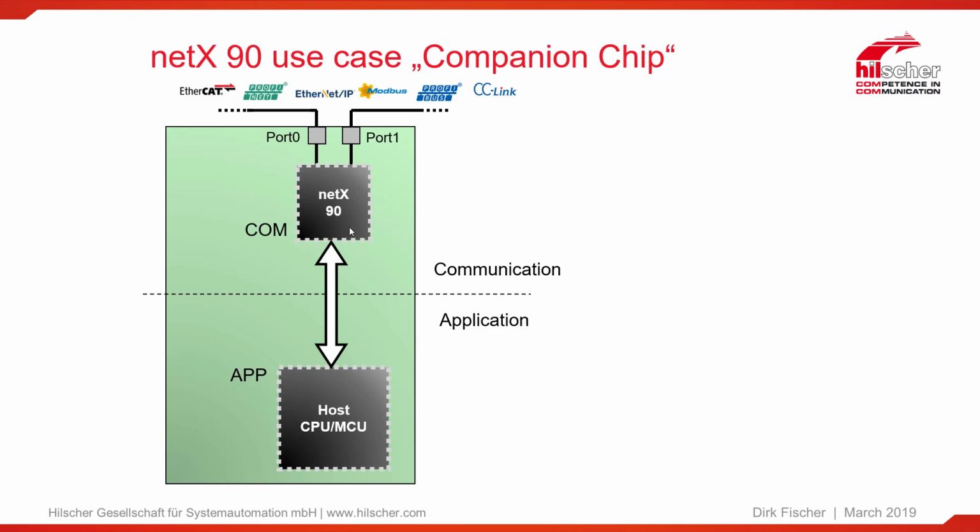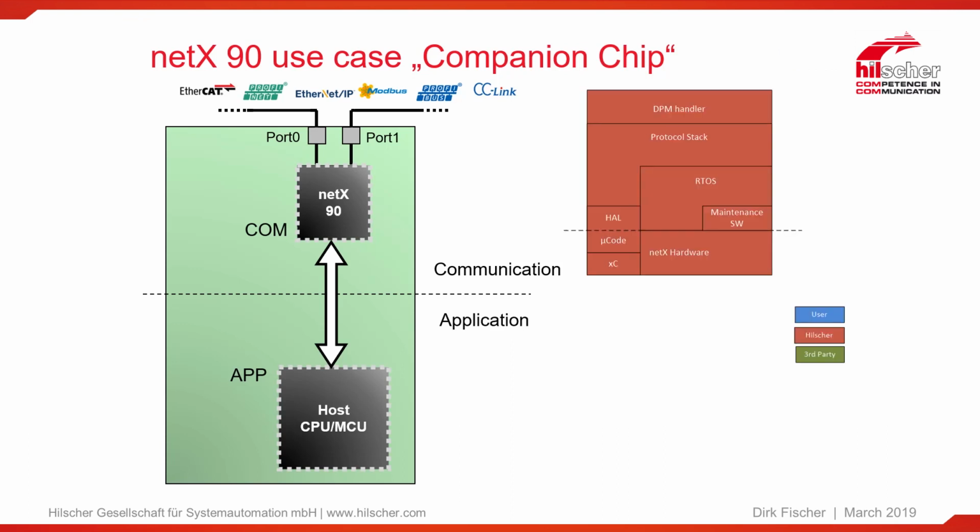So in this use case, the netX 90 is a black box for the user, because you don't have to program software on the netX 90. You get a loadable firmware from Hilscher, which runs on the netX 90. If you have a look at the internal structure of the software running on netX 90, you see all components are provided by Hilscher, which is represented by a red color here on the right-hand side.